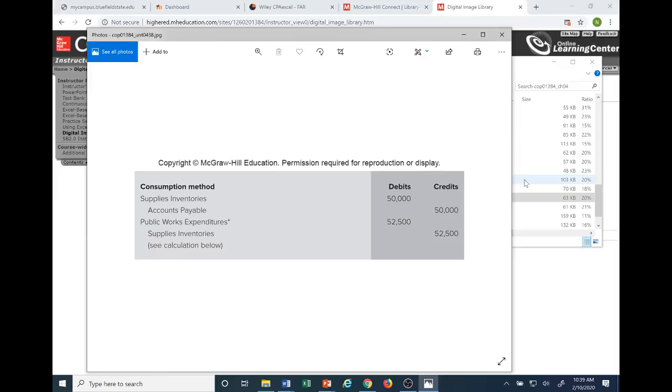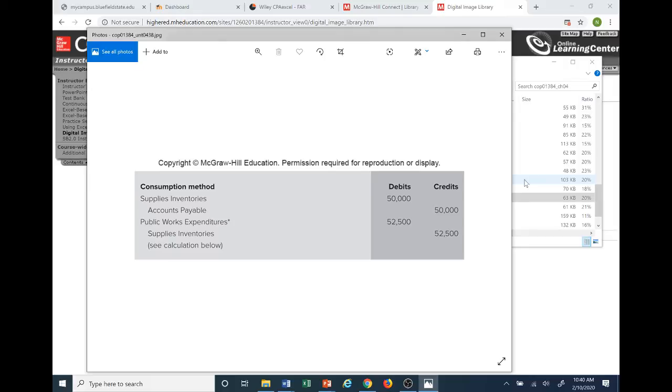Okay, so for the consumption method, this is going to be something that we're used to seeing within the for-profit accounting, right? So think about what is the formula for cost of goods sold in the for-profit industry? Do you recall what it is? It's exactly what I just said. The formula is beginning inventories plus purchases minus ending inventory gives you cost of goods sold, right?